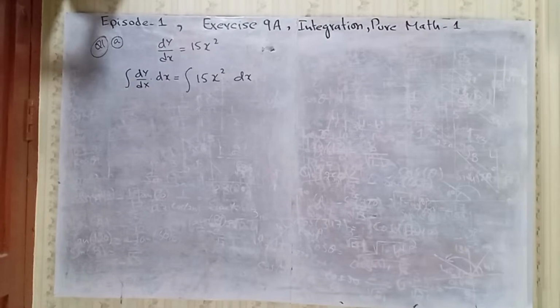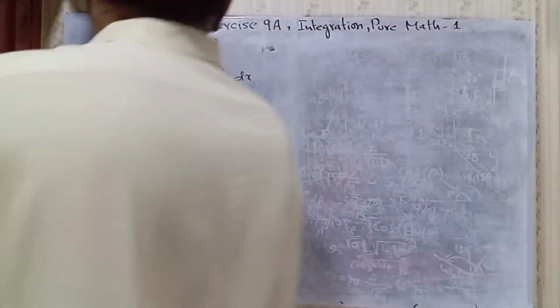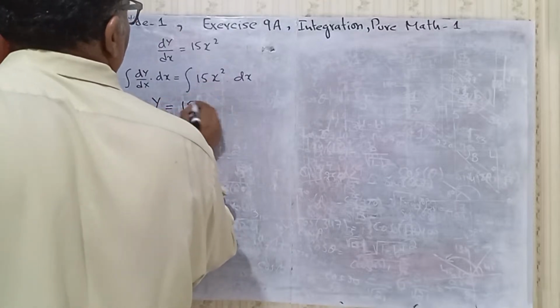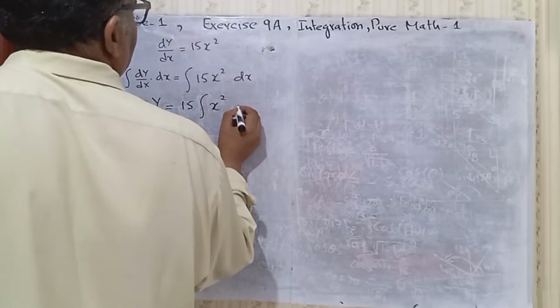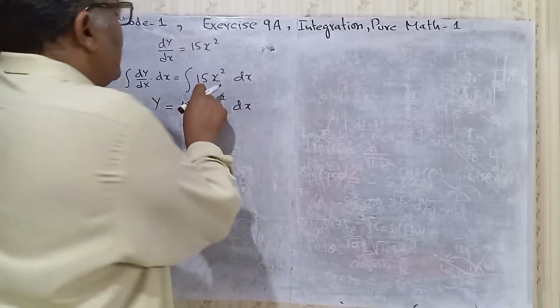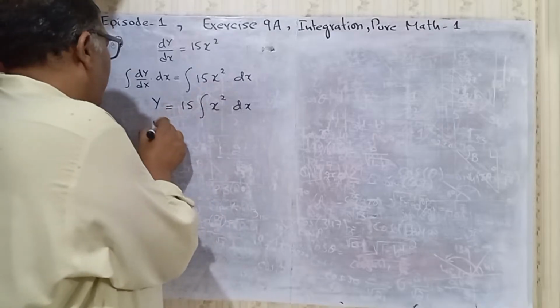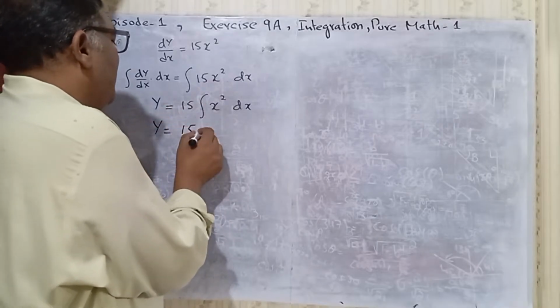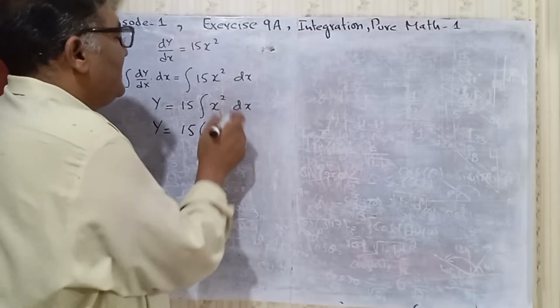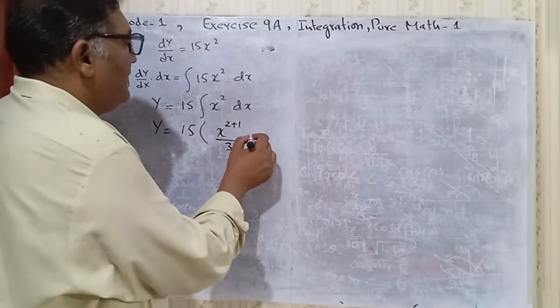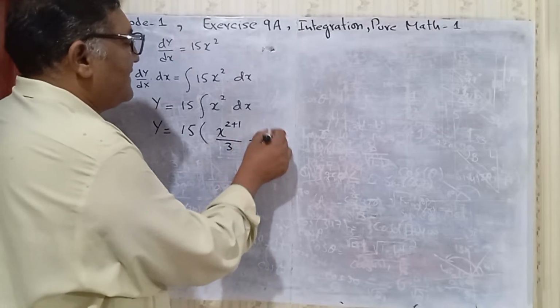So y will be equal to, the 15 will come outside, because this is a number which is multiplying this expression, so I can take it outside. Here you will have the integral of x squared dx. When you integrate, the power is increased by 1, you divide by the new power, and you write plus c.